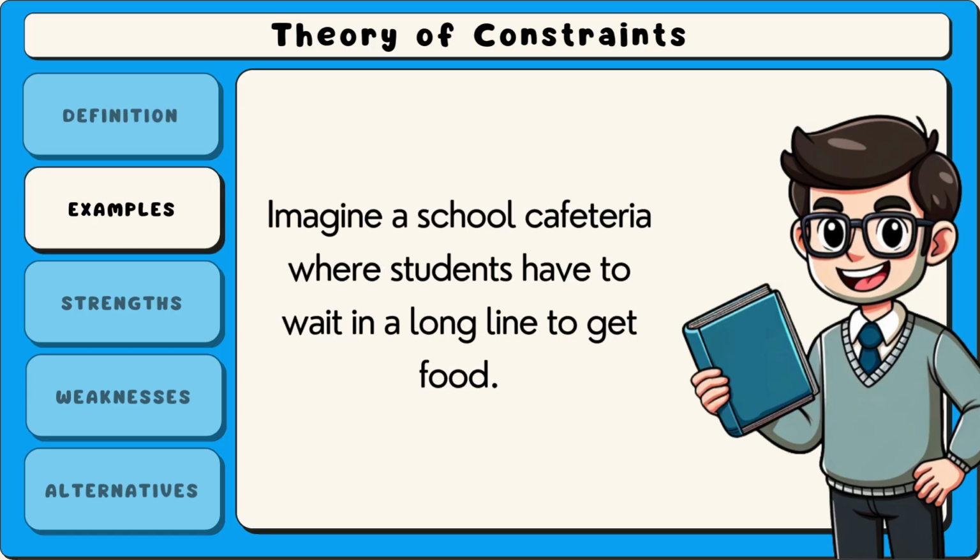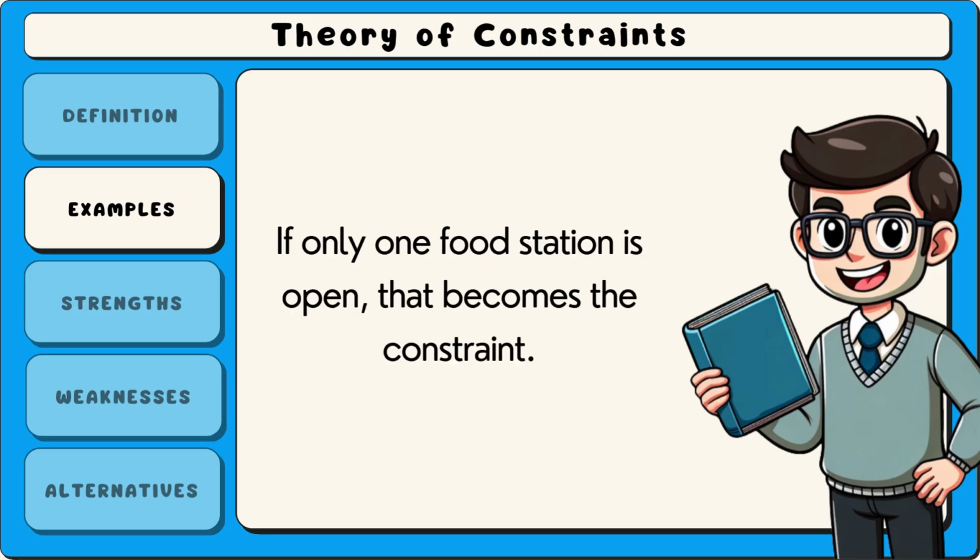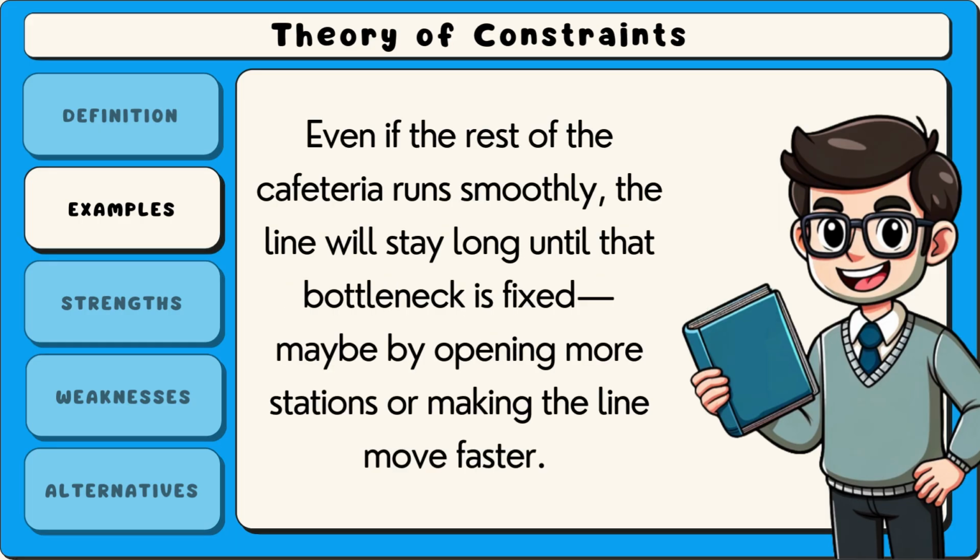Imagine a school cafeteria where students have to wait in a long line to get food. If only one food station is open, that becomes the constraint. Even if the rest of the cafeteria runs smoothly, the line will stay long until that bottleneck is fixed, maybe by opening more stations or making the line move faster.